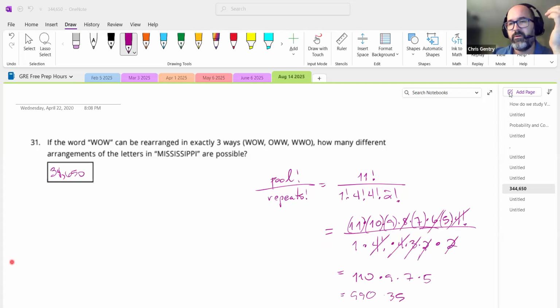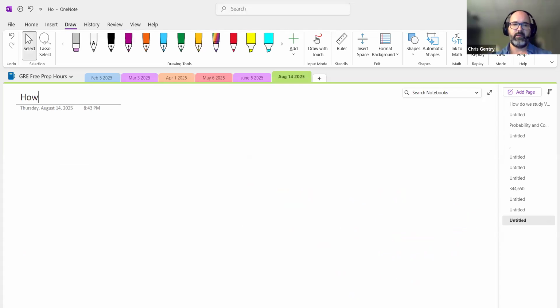A far more common variation would be how many ways can you rearrange, and maybe I can try and spell arrange correctly, rearrange the letters in the word banana.